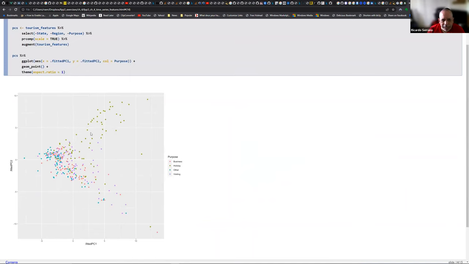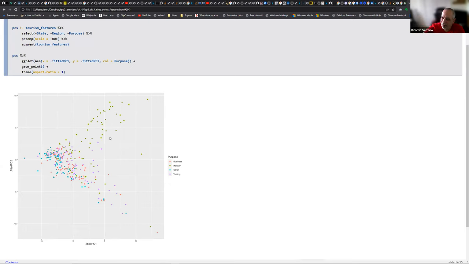What you can see is that the two principal components, PC1 and PC2, give us an insight that these green dots, which correspond to holiday, are in a certain zone of their own. In other words, they are very different from the group. Remember that holidays have a very seasonal component. It has a trend also.